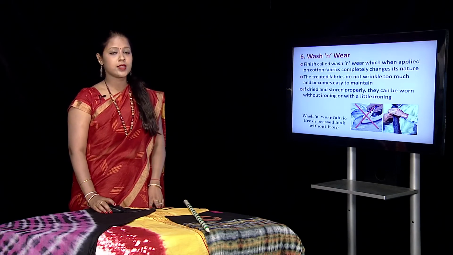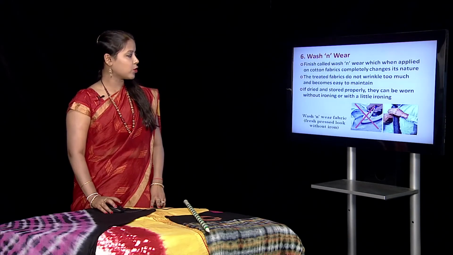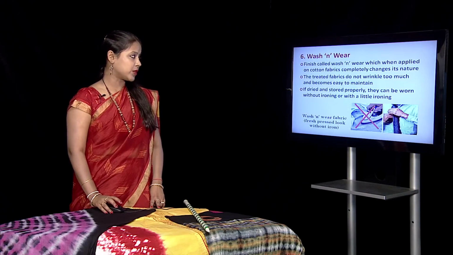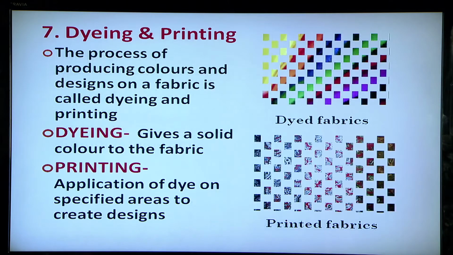Next special finish is wash and wear finish. It is also called the wrinkle resistant finish. Wash and wear finish, when applied to cotton fabrics, completely changes its nature. The treated fabrics do not wrinkle too much and become easy to maintain. They do not require ironing, and if dried and stored properly, they can be worn without ironing or with little ironing. As you can see, this is the shirt which does not require ironing and is wrinkle free. It gives a fresh pressed look without use of iron.